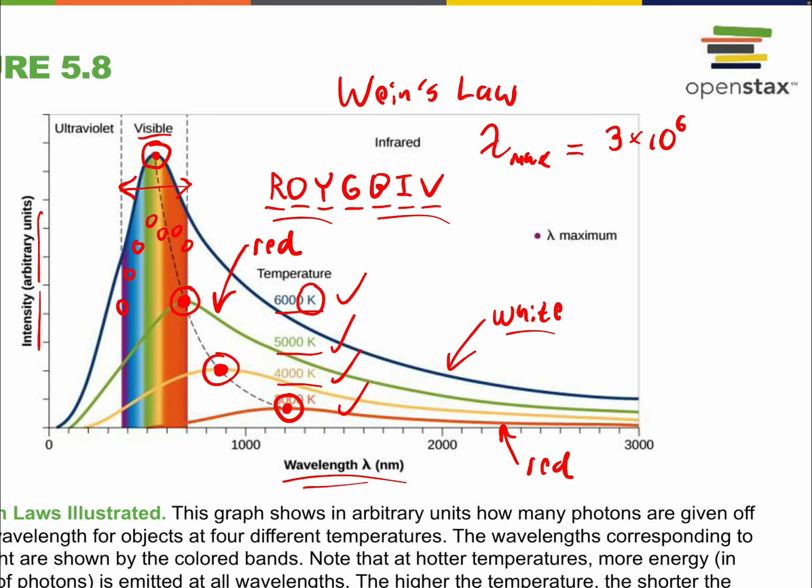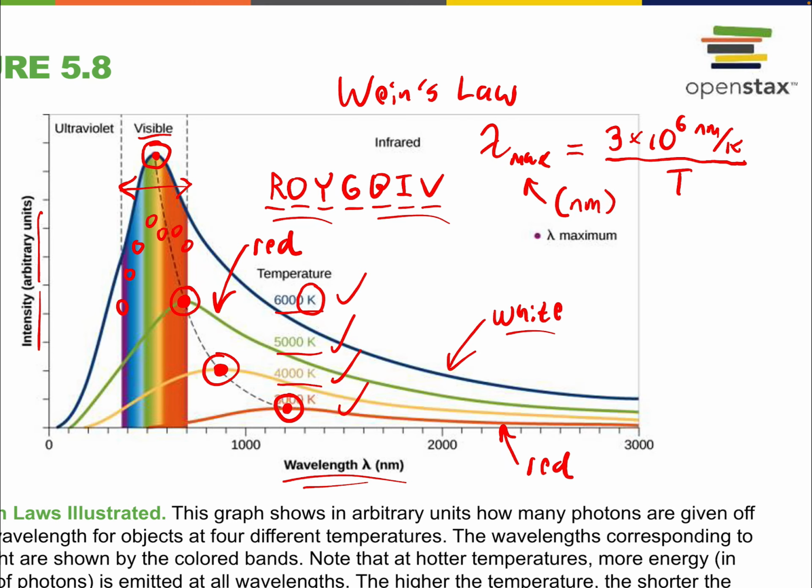3 times 10 to the 6, measured in nanometers per Kelvin, over the temperature of the object in Kelvin. So that means you can find the peak wavelength in nanometers. The output of this equation is in nanometers. Every time you use this equation, you're going to get a value in nanometers, which is atypical.